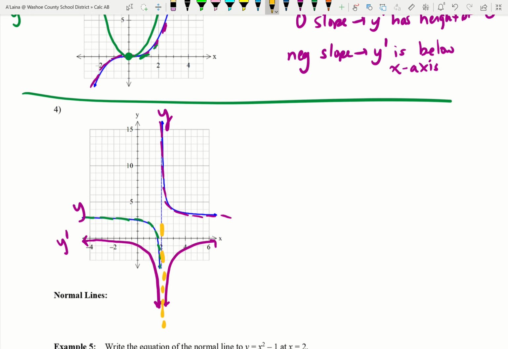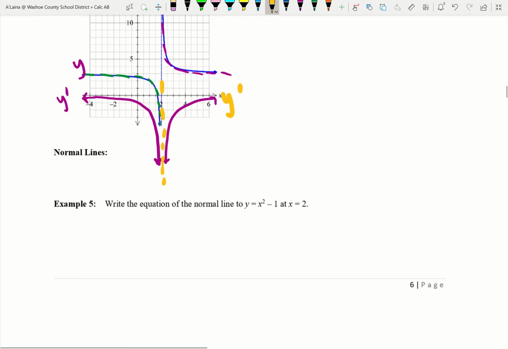Now, you might feel very uncomfortable with this idea of graphing the derivatives right now. That's very normal, and you will get better at it. So don't panic. We are going to be writing equations of normal lines, and normal is a term you've not heard before. It's very related to a tangent line. A normal line is going to just be perpendicular to a tangent line.